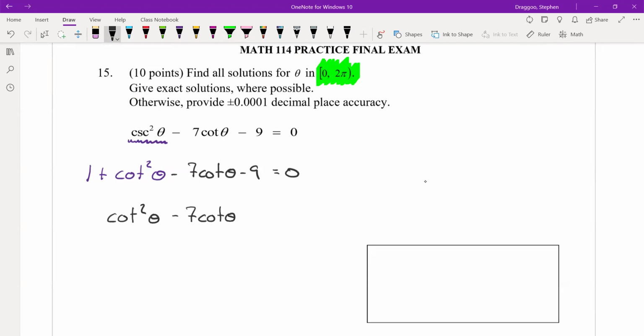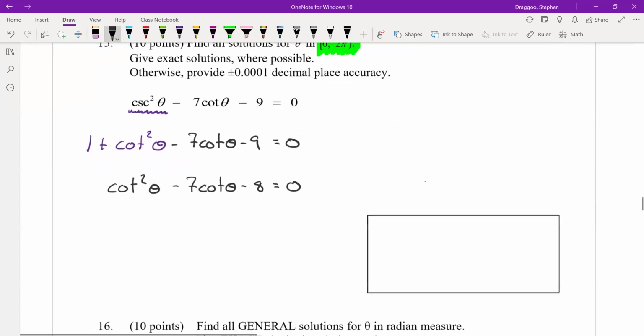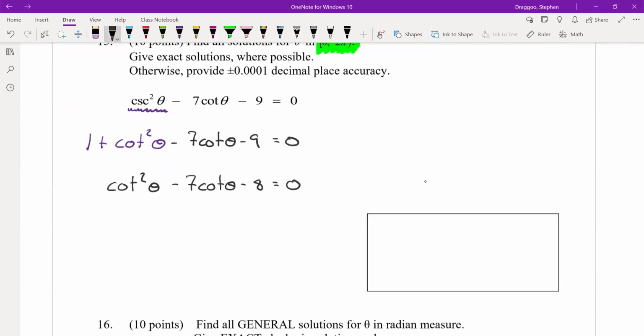So combining some like terms first, I have a +1 and a -9. I'll simplify that to -8. And now this quadratic equation is factorable. I'm looking at cotangent of theta -1. Or I guess that's really +1, isn't it? Cotangent theta +1 times cotangent theta -8 equal to 0. Right? I need a factor pair that multiplies to -8 but adds to -7. So that factor pair is going to be -8 and 1.